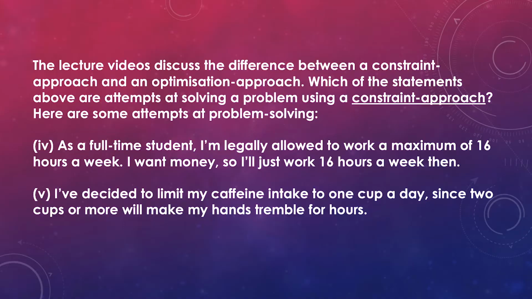But why do you assume that there's optimization? Because most of the time, we actually carry out optimization on a lot of problems without realizing it. The point of the question when I said this was to help make you become more aware of how we optimize. We try to solve problems by optimization a lot of times in our lives, yeah? Okay, next option. I decided to limit my caffeine intake to 1 cup a day, since 2 cups or more will make my hand tremble for hours. Again, no explicit intention to optimize, so this is just constraint.